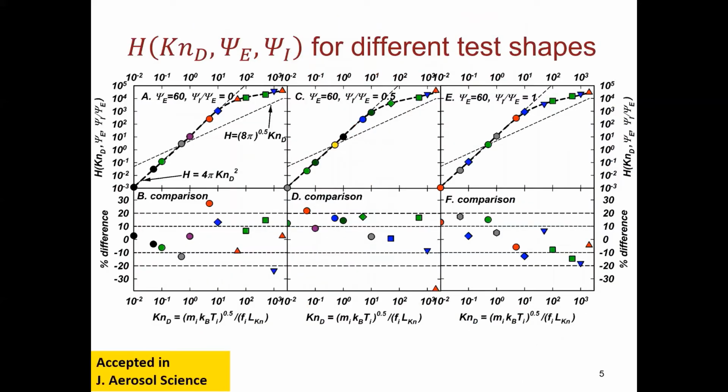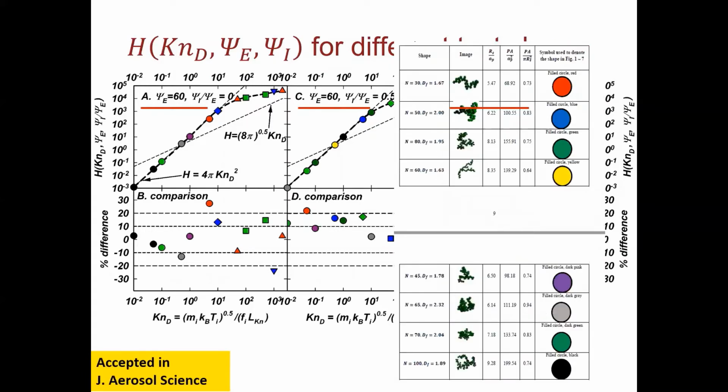In this slide, the calculations of the non-dimensional collision kernel H for different test shapes are plotted as a function of the diffusive Knudsen number KnD at psi E equal to 60, with psi I to psi E ratio of 0 to 1, shown in panels A, C, and E, illustrating the effect of image potential. In panels A, C, and E, the colored symbols describe the numerically computed H. Each symbol denotes a different test shape.